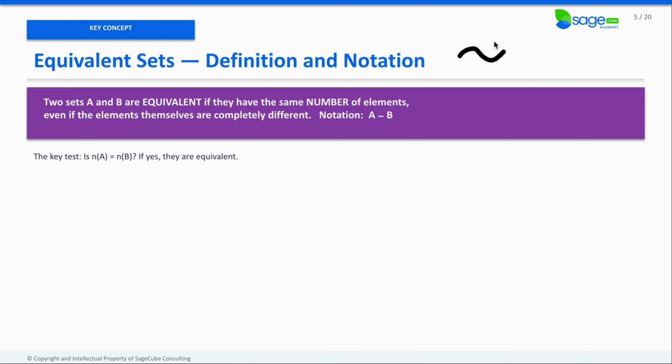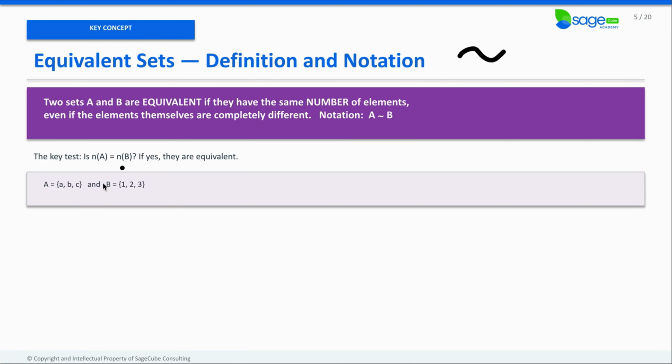All right. So the test is the cardinality, right? The number of elements in A equals the number of elements in B. If yes, they are equivalent. Let's try. So we have A equals {a, b, c}, B equals {1, 2, 3}. Number of elements here, 1, 2, 3. Number of elements here, 1, 2, 3. So since the number of elements are both 3, then A is equivalent to B.